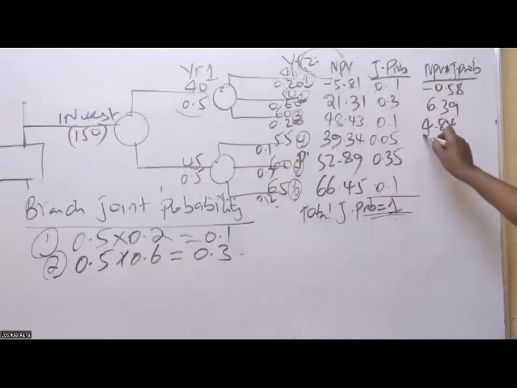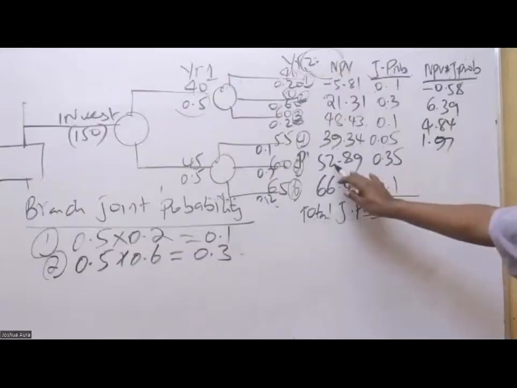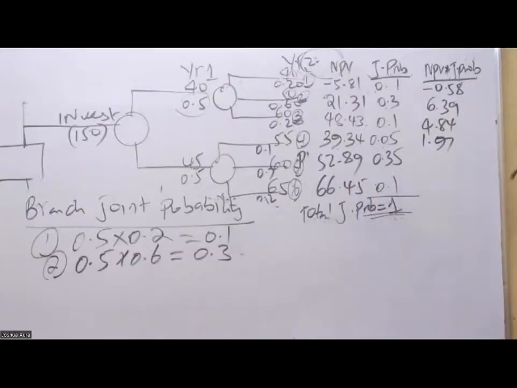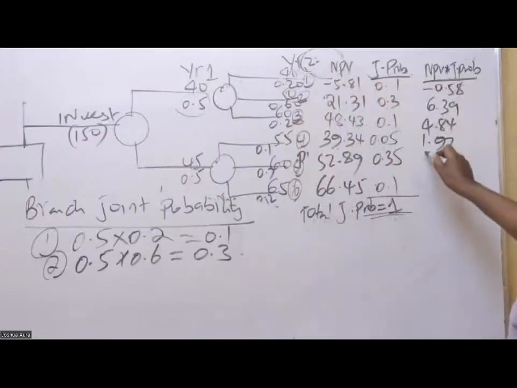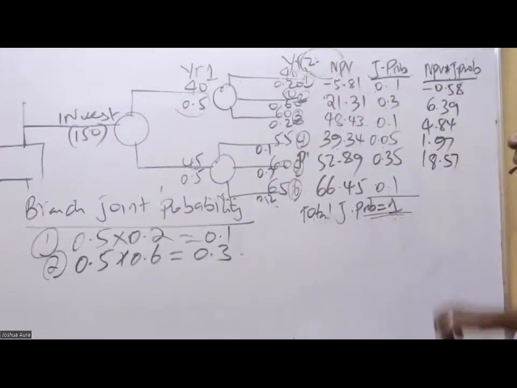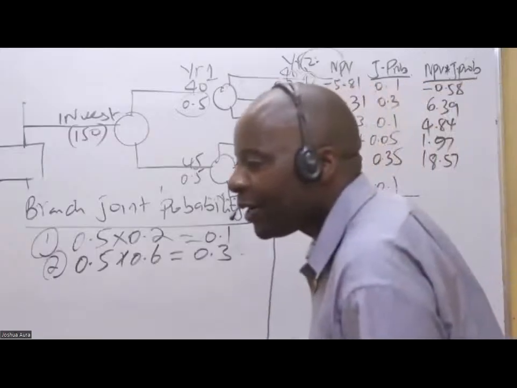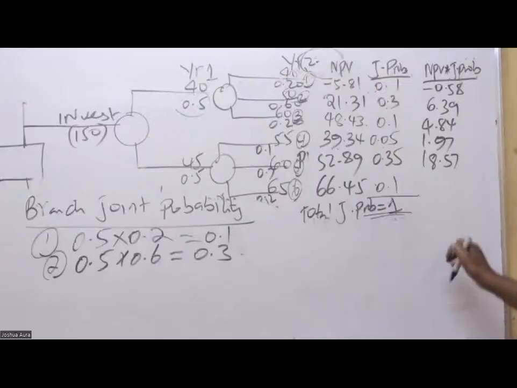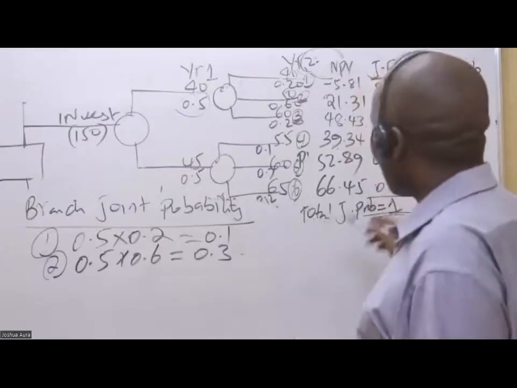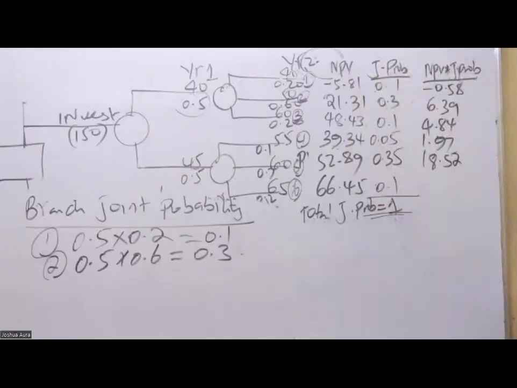1.97, and then this gives me what figure? 18.52. Brenda? 18.5. 18.52. I'm being given a figure of 18.52. Is this figure correct, really? They're saying no, it should be 18.51.